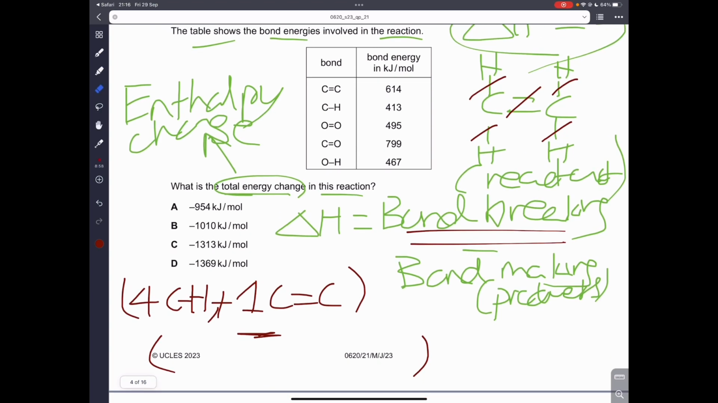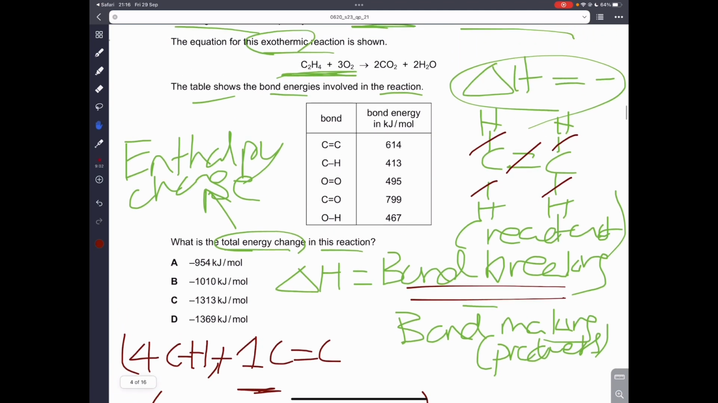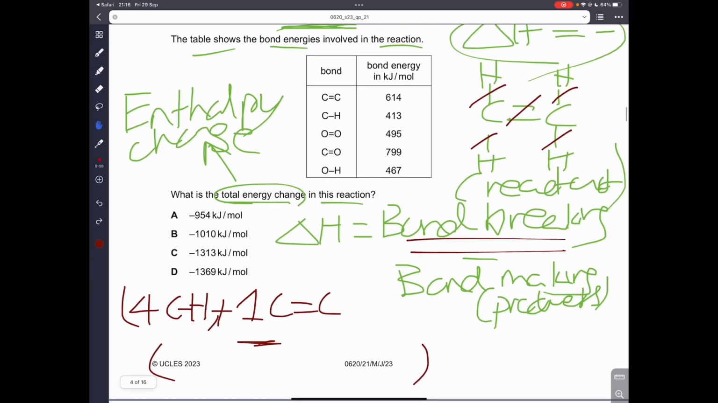Oh, I forgot to add the oxygen. So basically you can see that there is an oxygen there, an oxygen here. And oxygen is basically O double bond O, O2. Because it is being multiplied by 3, we have to times it by 3. And then that is it for the bond breaking.